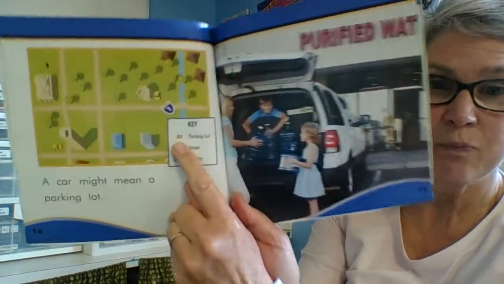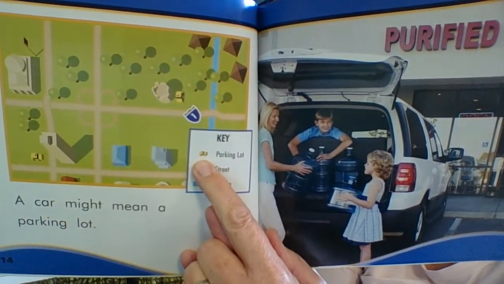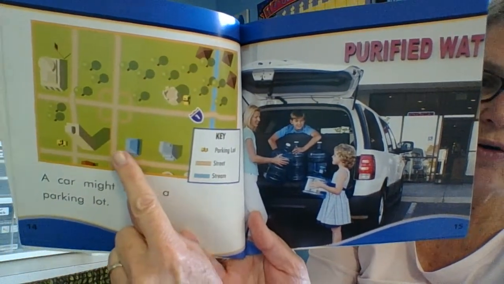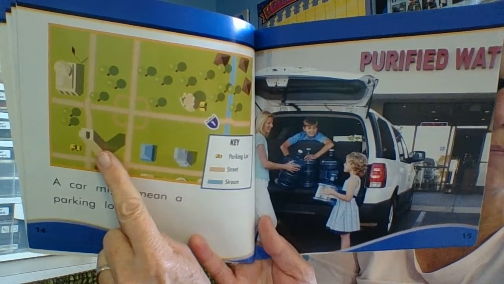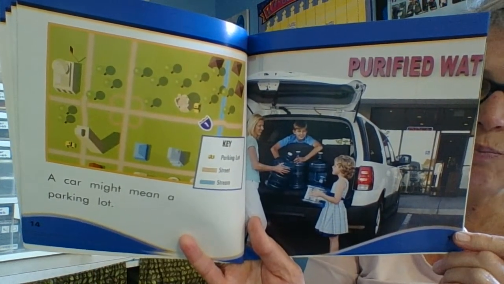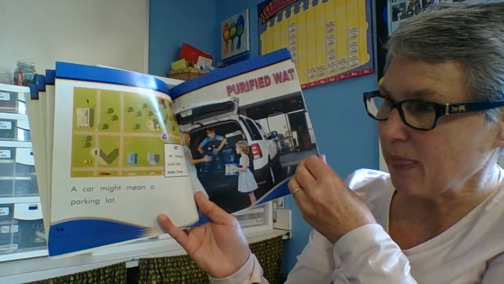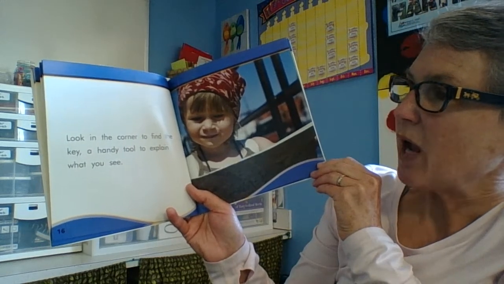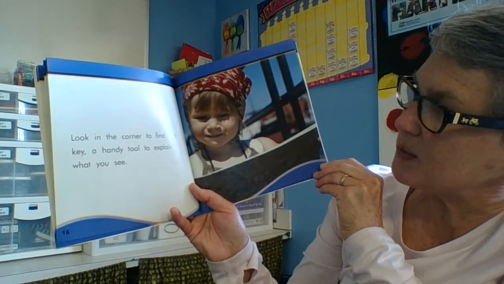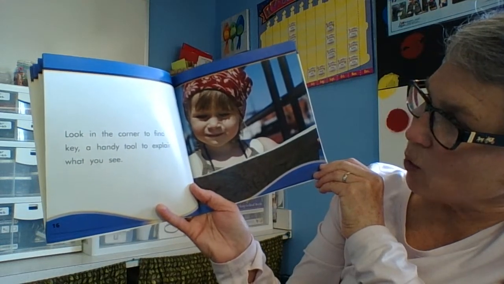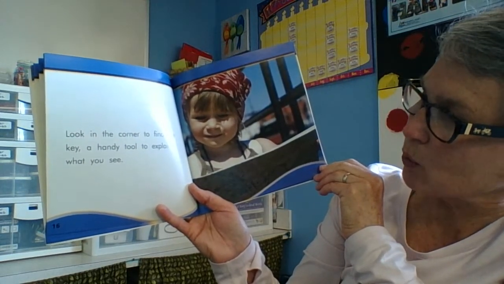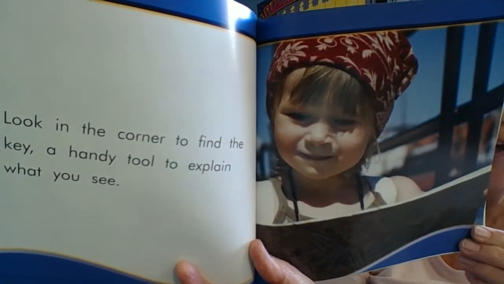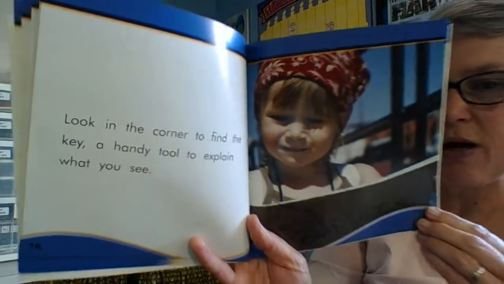A car might mean a parking lot. So here's our car on the key, and then if we go across, we can find it on the map. So now we know where we can park our car, looking at that map. Looking in the corner to find the key, a handy tool to explain what you see. Neat. So she's looking at the key on her map, so she knows what the symbols are on her map.